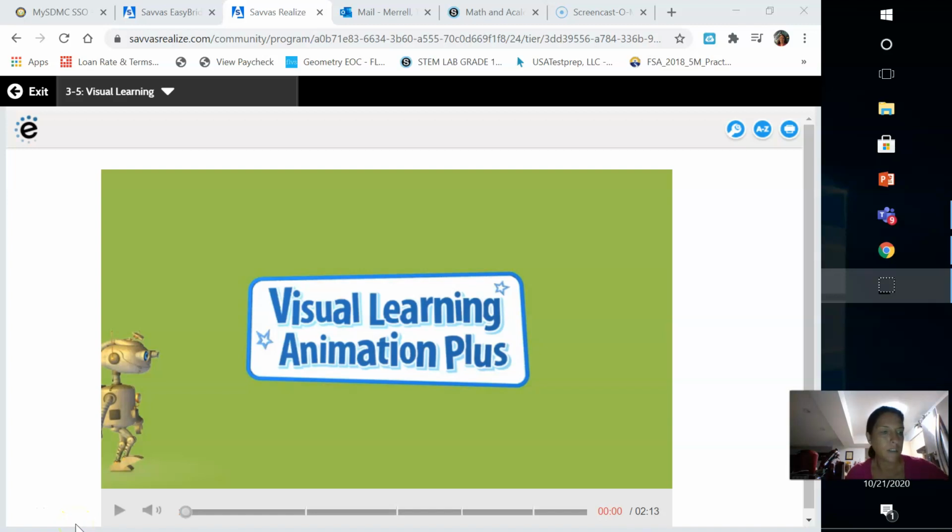Okay, today we're going to skip 3-4 and we're going to move to lesson 3-5 on page 109. And it's really just some practice to use any strategy we learn to solve double-digit addition problems. So let's watch the visual learning first.